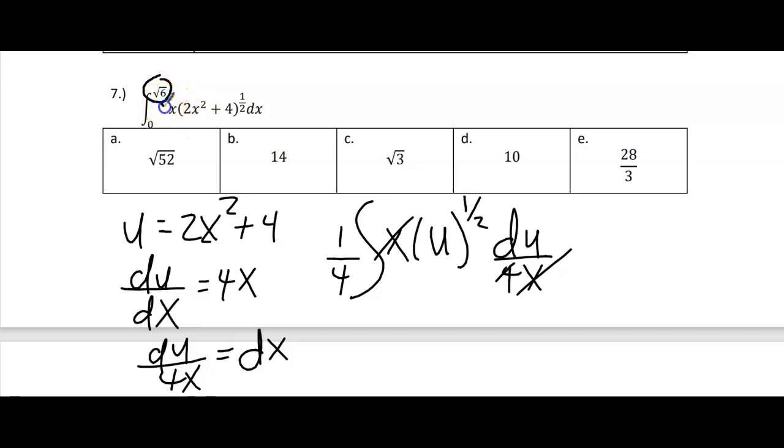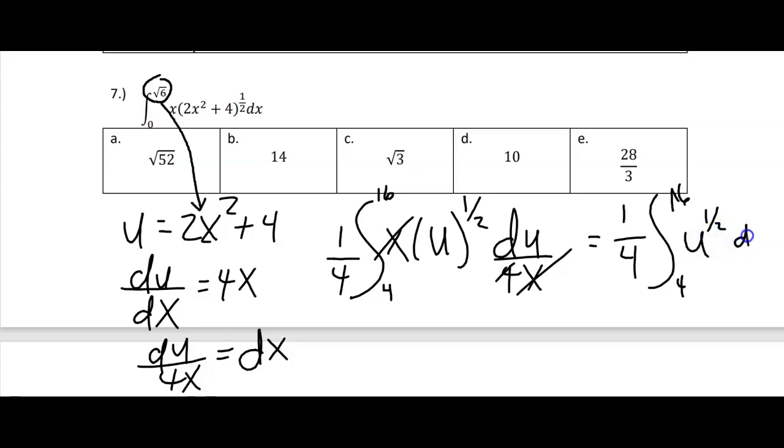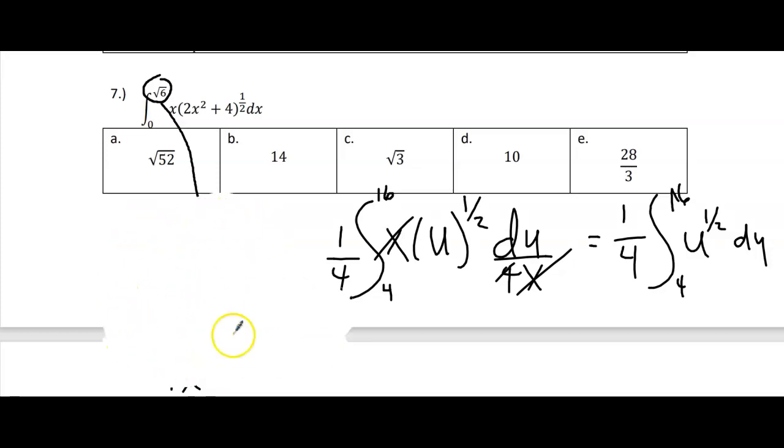Okay, so you're going to plug in radical 6 to figure out what the u value will be that replaces it. So if I take a square root of 6 and I square it, I get 6. 6 times 2 is 12, plus 4 is 16. Plug in 0. 0 squared is 0, times 2 is 0, plus 4 is 4. And so now I've got a much simpler looking integral, which looks like this. From there, we're going to go ahead and just do integration as usual, now that the u-substitution piece is all taken care of.